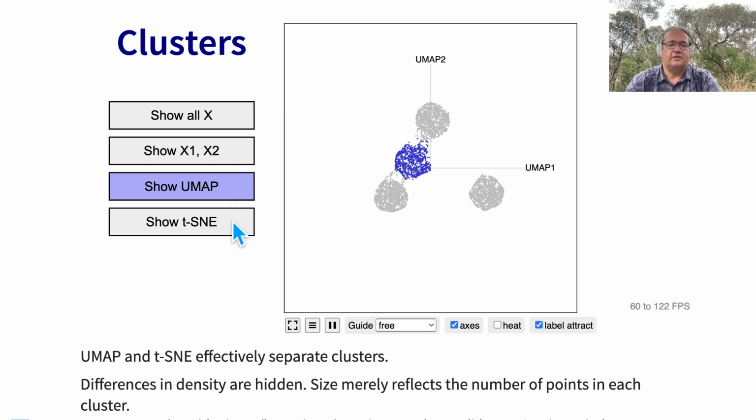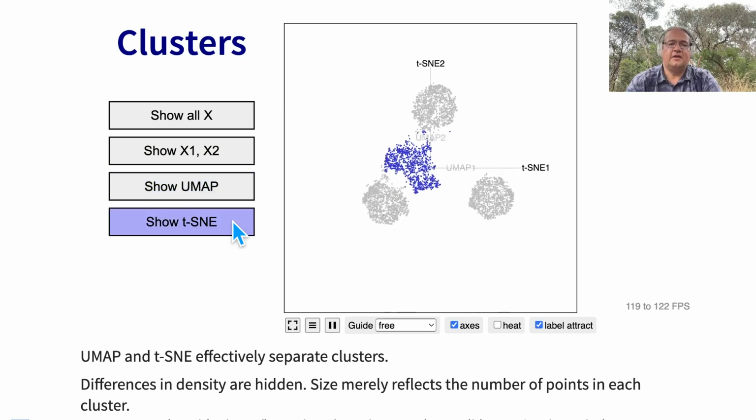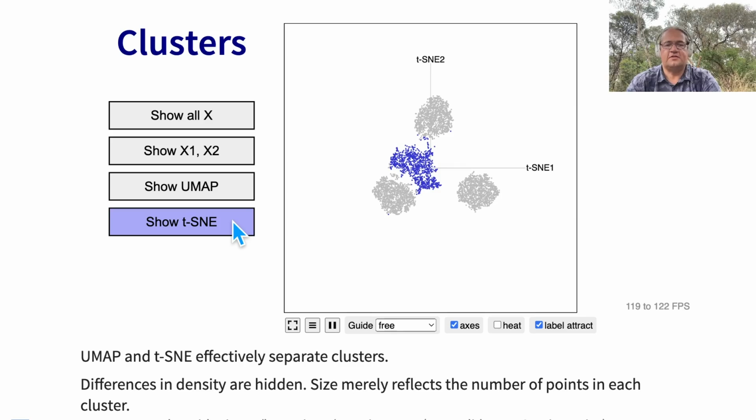I'll also show you the t-SNE. t-SNE with suitable parameters produces very similar results. So some good, but we've also lost something.